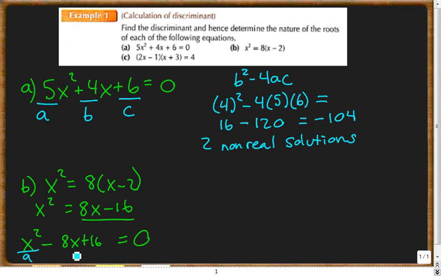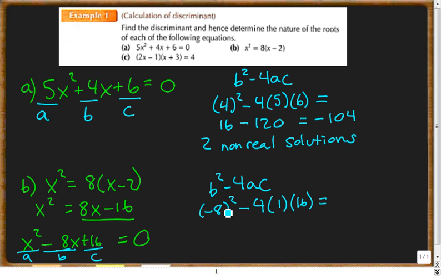We have our a, we have our b, and we have our c. So when we do b squared minus 4ac, we are going to get negative 8 squared minus 4 times a, which in this case, it doesn't look like there's a coefficient there, but it's a 1. We never express that in algebra. If you just see a single term with no coefficient, it's assumed to be 1, because 1 times anything is just itself. And then c is 16.